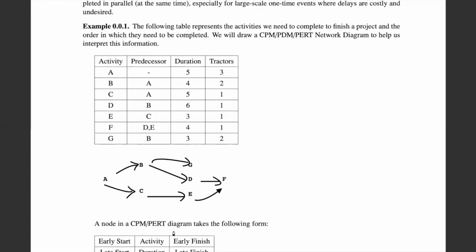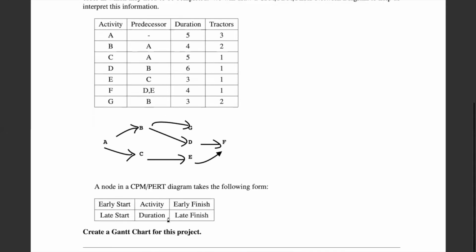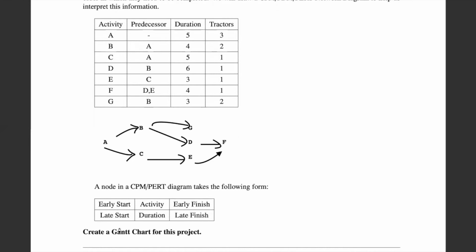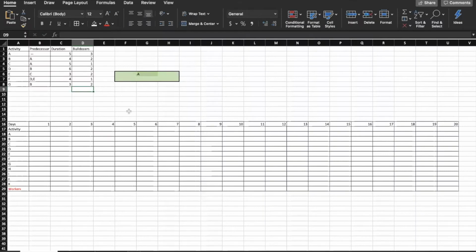However, it doesn't show us how long we will need to do each activity, or whether we have any wiggle room to start any of the activities. That's why we will use a more complicated node that has the start date, late date, activity, how many days it takes, and the earliest possible finish and the latest possible finish for each of the activities. I plug those into an Excel spreadsheet, and we'll see how we can create the critical path method and the project evaluation and review technique charts.